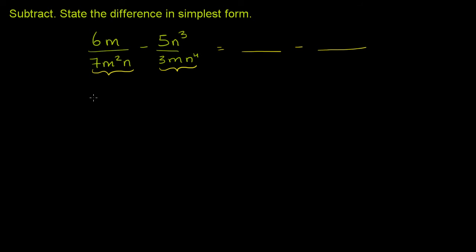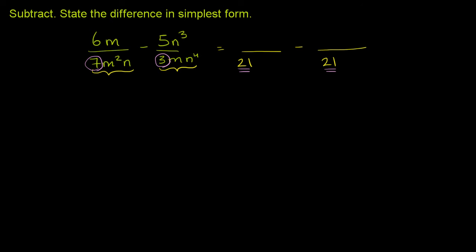So our common denominator is going to have, let's just look at each of the numbers. We have a 7 here and we have a 3 over here. So the common denominator has to be divisible by both 7 and 3. Or another way to think about it, the least common multiple of 7 and 3 is 21. So we're going to have 21 in our common denominator, and I'm getting that by incorporating the 7 and the 3. That's what gives me the 21.